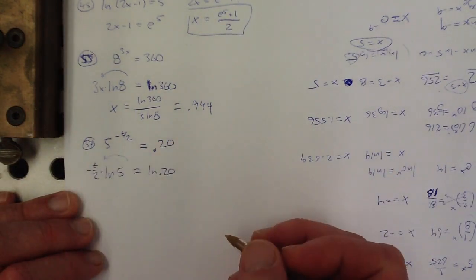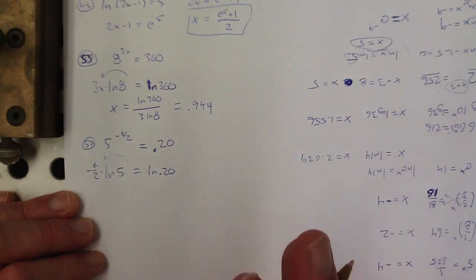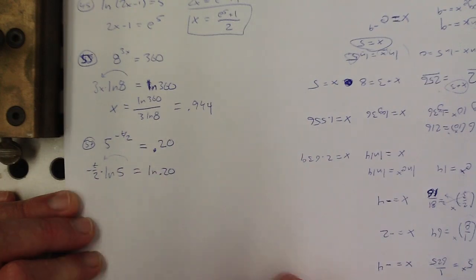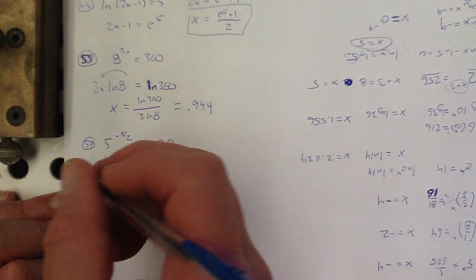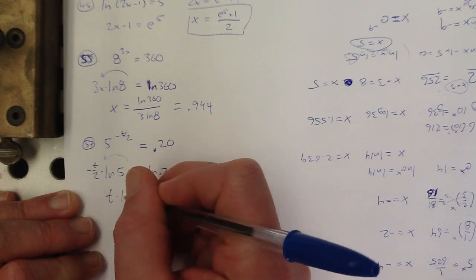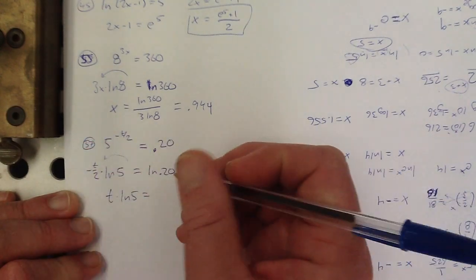So to get the t by itself, let's see. Whether you want to do this in one step or not, it's up to you. It comes down to algebra confidence, I think. So I'm going to go ahead and multiply both sides by negative 2. That's going to get rid of this. So t times natural log 5, multiplying by negative 2, because it was on the bottom here.